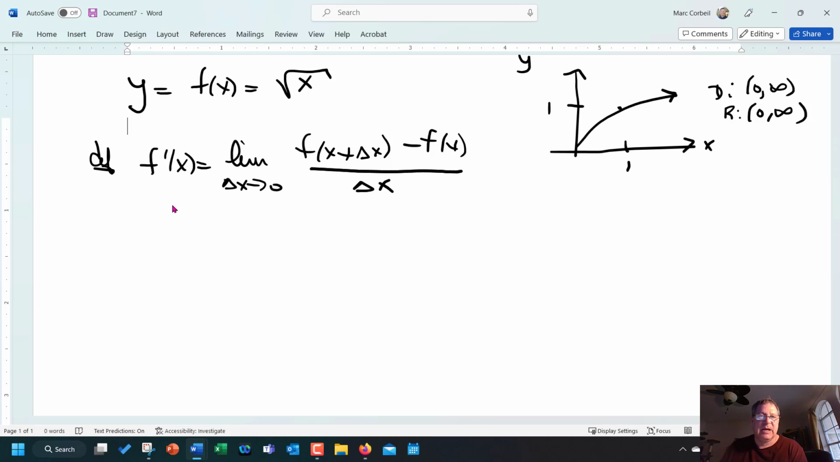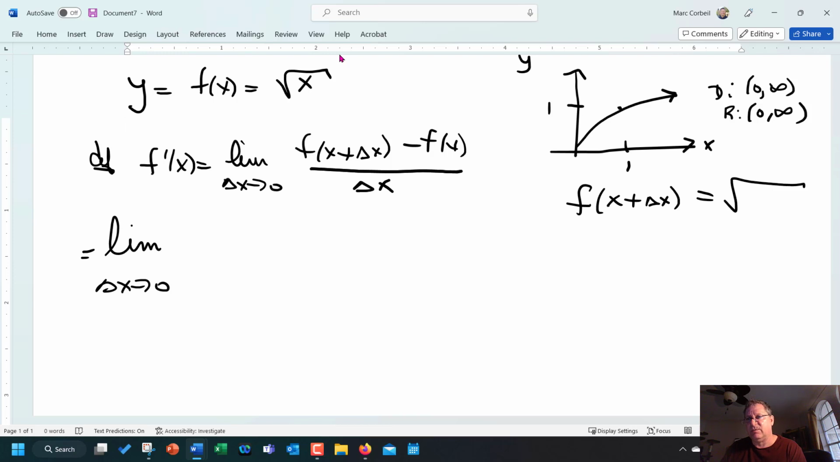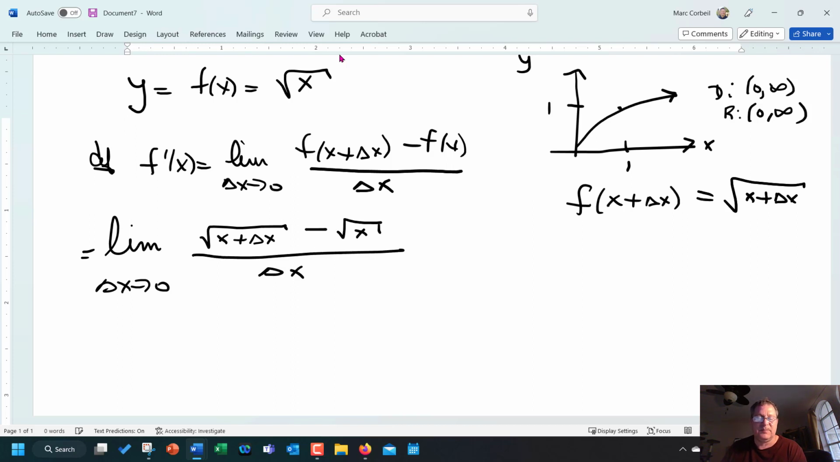So in this case, I have to be a little more cautious. So I'm going to have that equal to the limit as delta x goes to 0. And my f of x plus delta x is literally going to be putting x plus delta x into the square root. So x plus delta x, that will give me the square root of x plus delta x. So that's what I'm going to get over here. And over here, it's just going to be minus f of x, which is just the square root of x, over delta x.